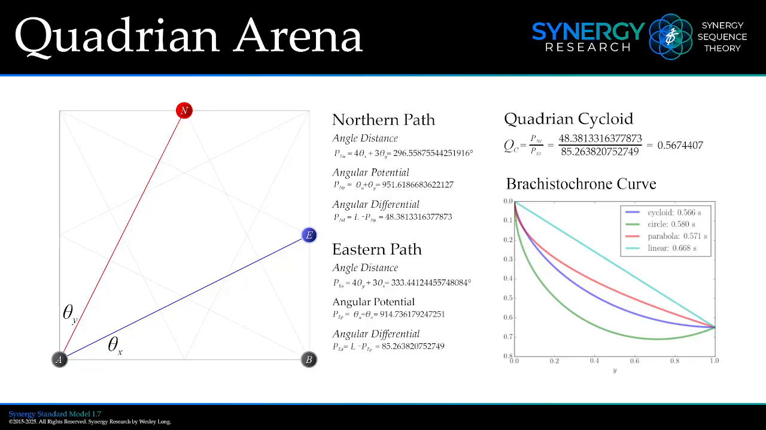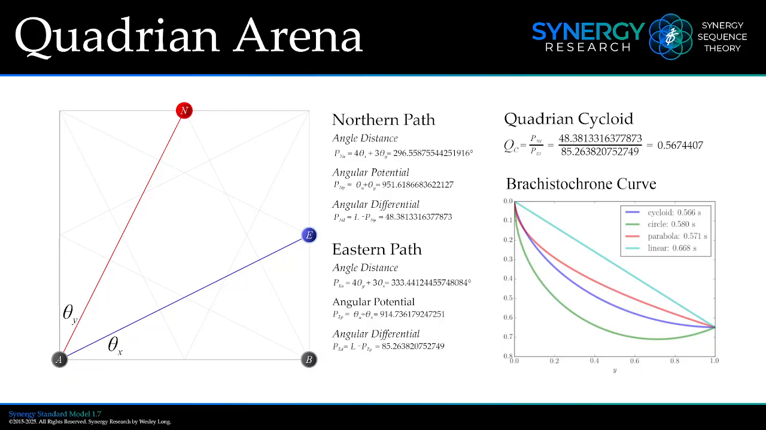Let's start with the core values. The northern path has an angular differential of approximately 48.38, while the eastern path has 85.26. These differences aren't just leftovers, they represent rotational tension. How much each path fails to use its full angular budget, the deviation from the system's limit. Divide the north by the east and you get QC approx 0.56744. This is what the model names the Quadrian cycloid ratio.